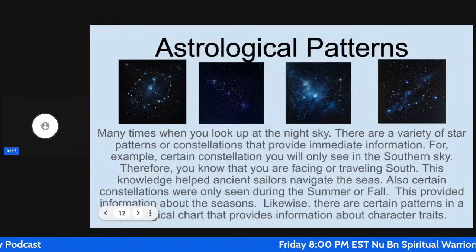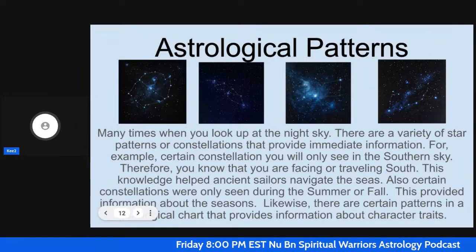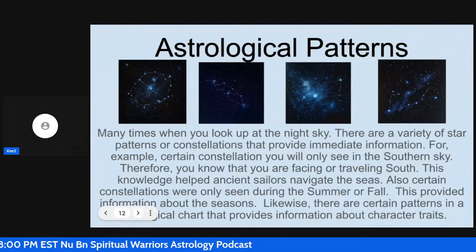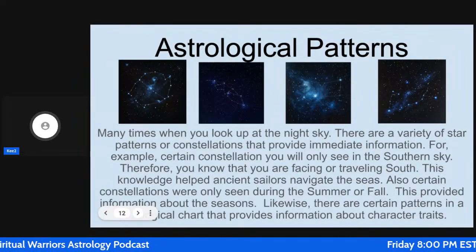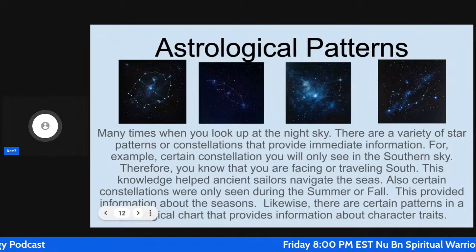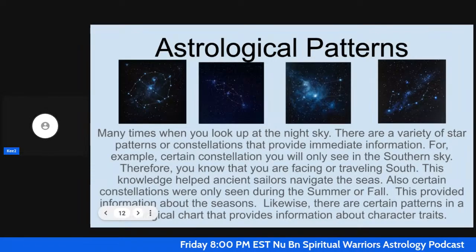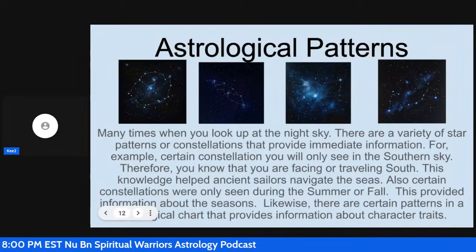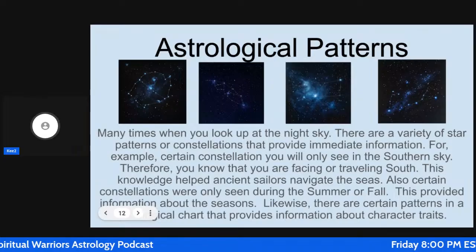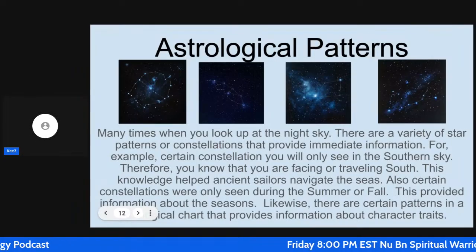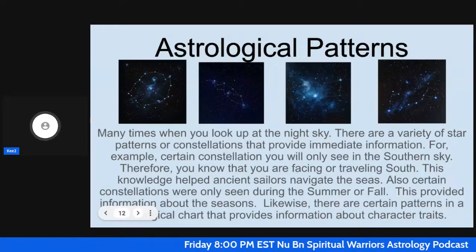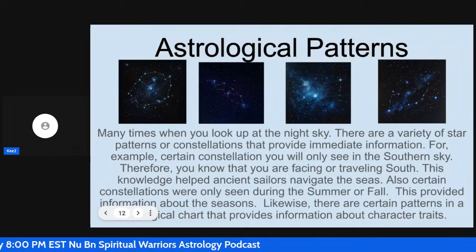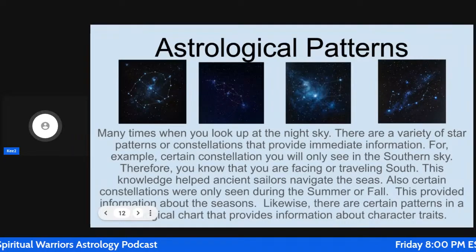Many times when you look up at the night sky, there are a variety of star patterns or constellations that provide immediate information. For example, certain constellations you will only see in the southern sky. Therefore, you know that you are facing or traveling south. This knowledge helped ancient sailors navigate the sea. Also, certain constellations were only seen during the summer or fall. This provided information about the seasons.